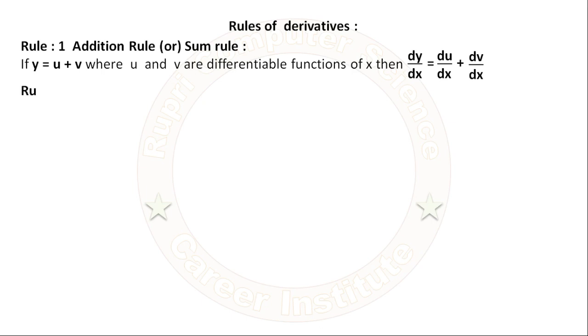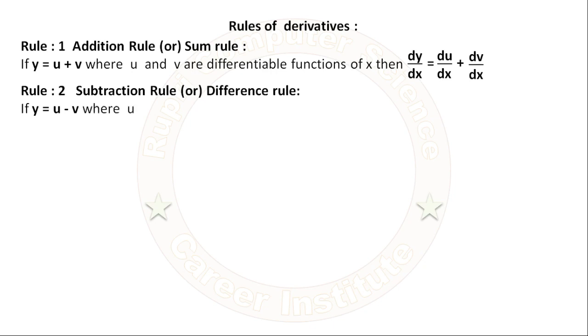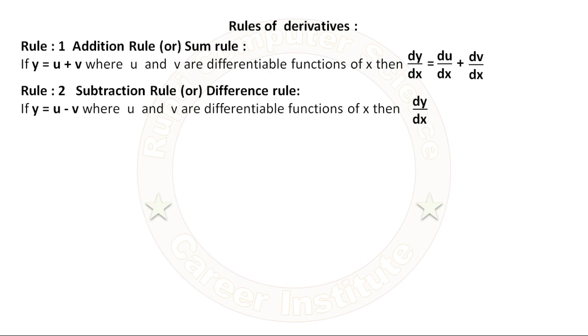Rule number 2, subtraction rule or difference rule. If y is equal to u minus v, where u and v are differentiable functions of x, then dy upon dx is equal to du upon dx minus dv upon dx.